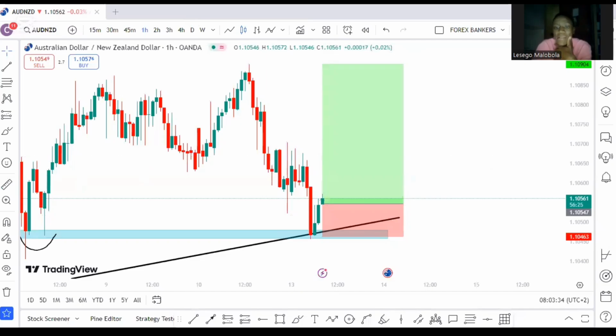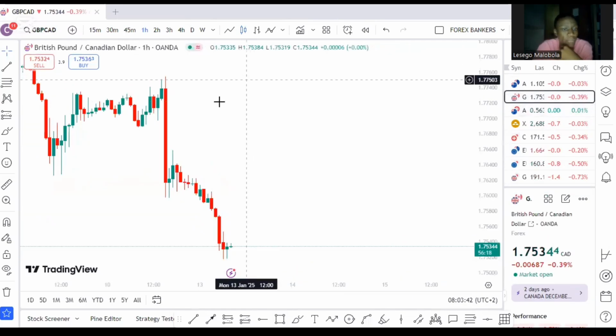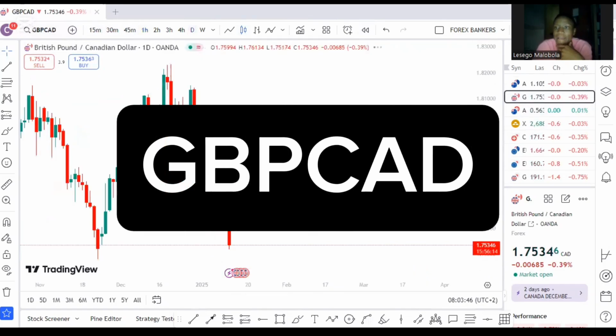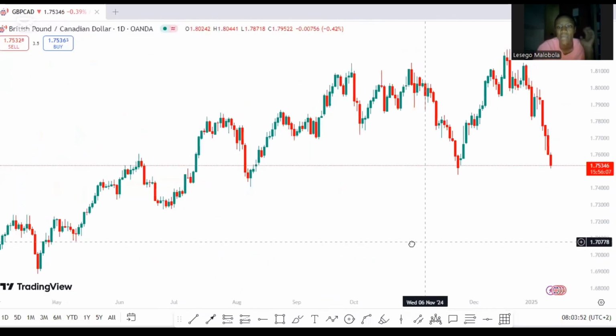So moving on to another pair, guys, since we can see that this one we already have entries. I'm even surprised, you understand me? Moving on to another pair, as you can see, we have GBP CAD, guys. And on GBP CAD, we're just gonna go to the daily time frame so we can see what's happening on the daily time frame, right?